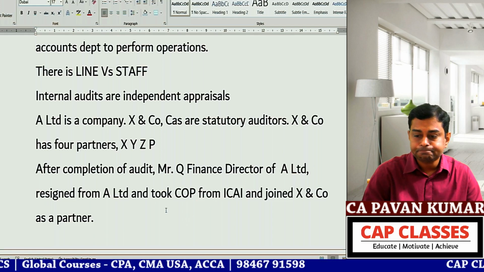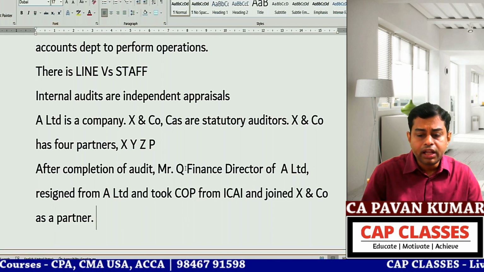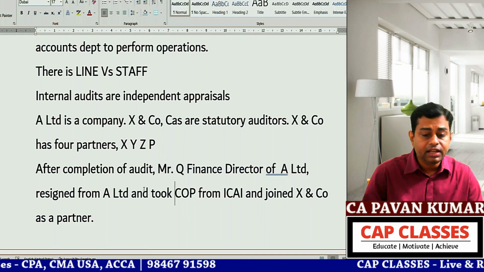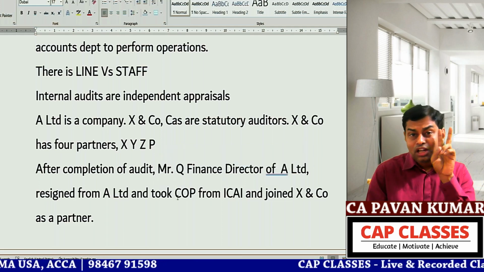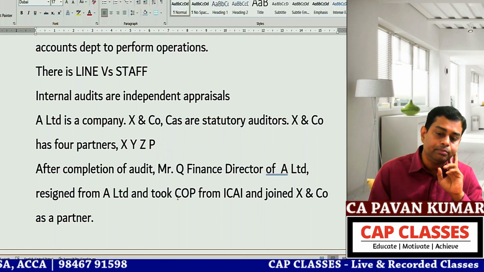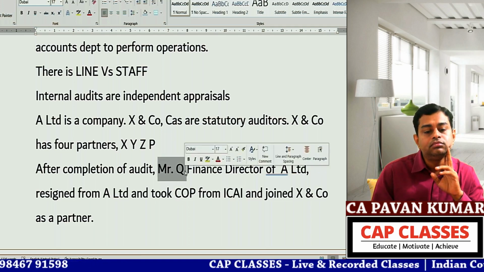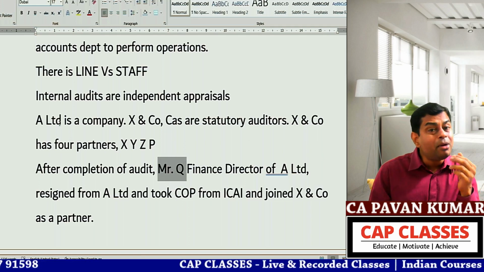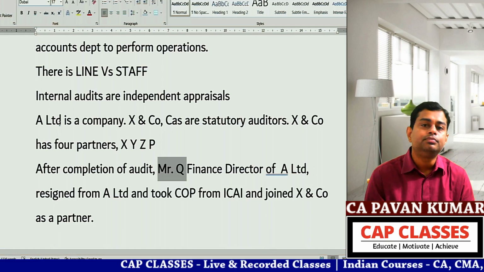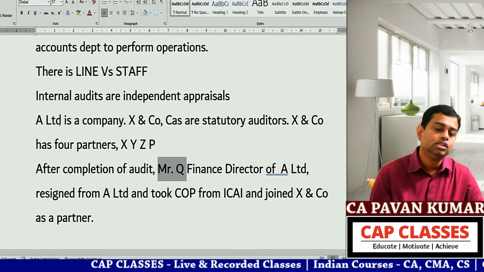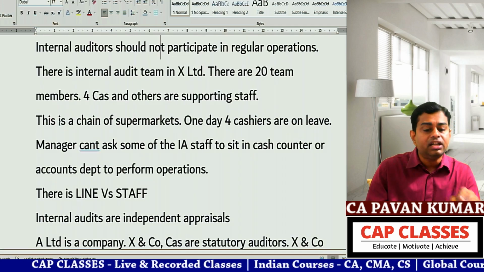So, when this guy Q joins the audit firm, the next 2 years is a cooling period for him. So he should not be allowed to conduct audit of his former employer. You cannot conduct audit of your former employer for 2 years. So same thing here also. See, though it is not mentioned here that it is 2 years.